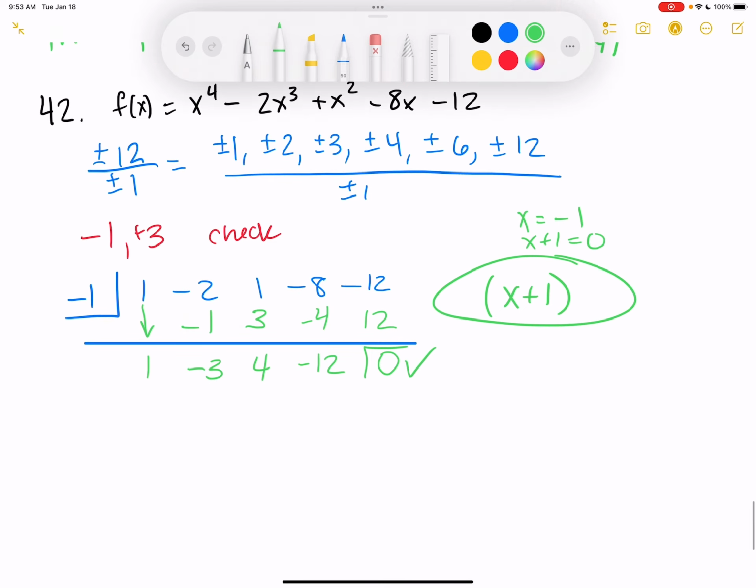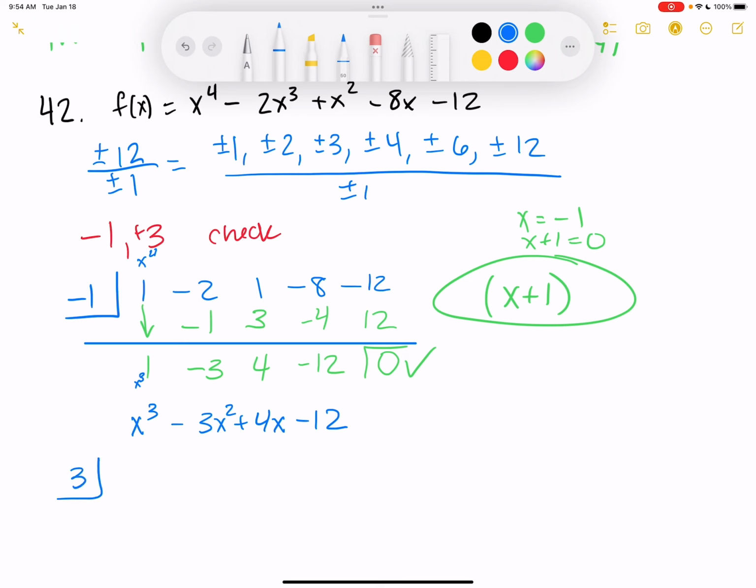And then now we can try 3, doing the same thing, but we copy these numbers down now. Okay, so remember, this was an x to the fourth term, meaning this is now an x cubed term. Okay, it's going to come in handy when we get to the next step. So I'm left with x cubed minus 3x squared plus 4x minus 12. Okay, so then I can do synthetic now with the 3.